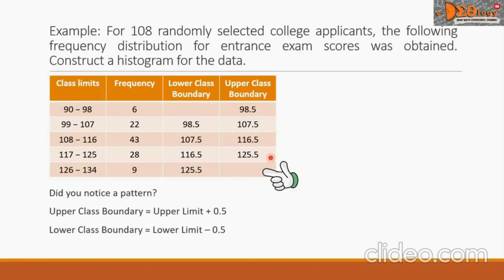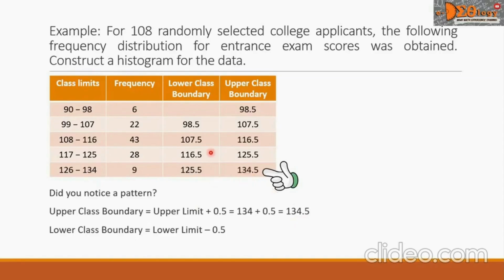It means to say, using that pattern, we can simply get the value for our last blank, the upper class boundary of the last class, and that is 134. This upper limit plus 0.5, we will get 134.5 that we can write in here.